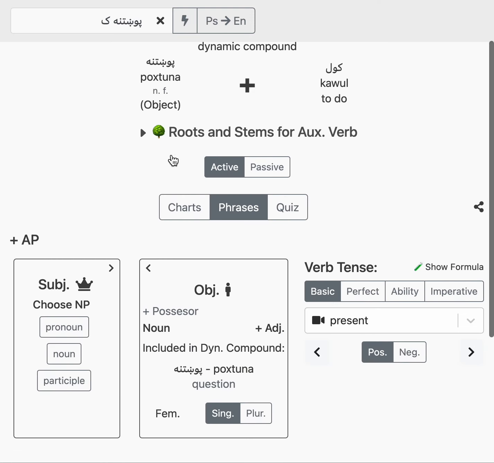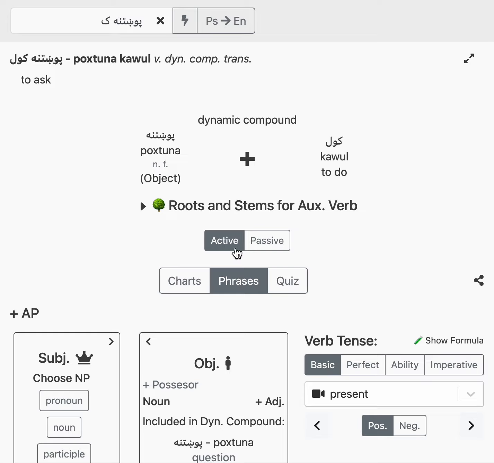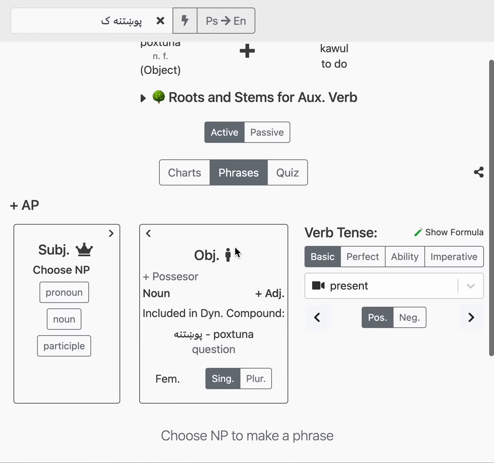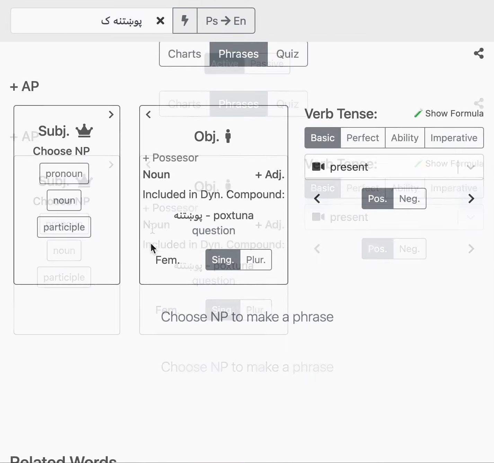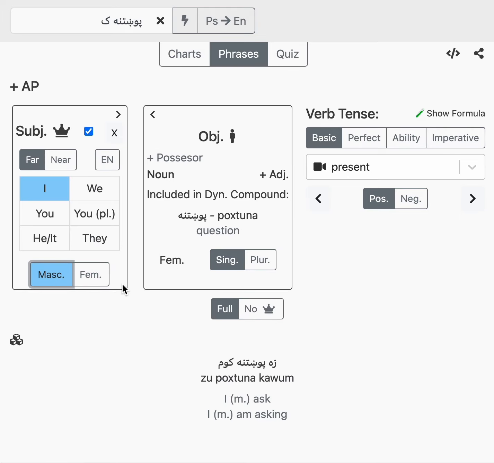So if we start making phrases out of it, look, we can choose our subject, but the object is already chosen for us. It's included in the dynamic compound, puchtana. So we're always going to be doing a question. And this dynamic verb just comes to the sentence and brings along its own object. So we can say, I is the subject. I'm asking a question. I ask, or I'm asking. So basically you're saying I am doing a question.